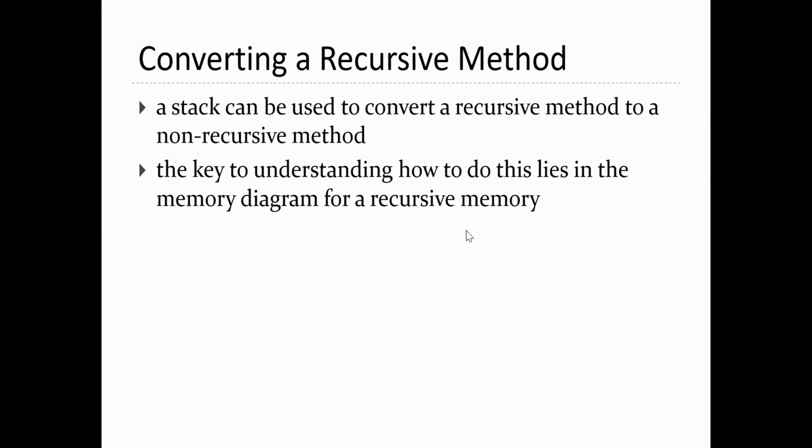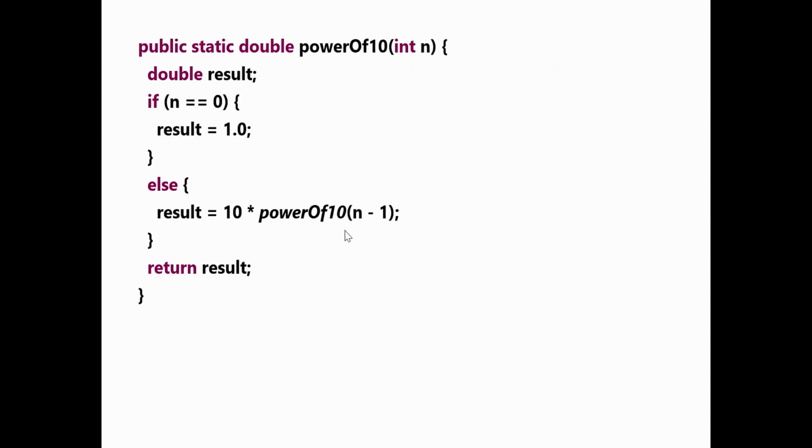And so what I'm going to do is use these pretty primitive memory diagrams that we've been drawing, and draw a memory diagram of what happens when you run a recursive method. Okay, so here's a method that you should never write. It's called power of 10. It calculates 10 to the power n, where n is greater than or equal to 0.